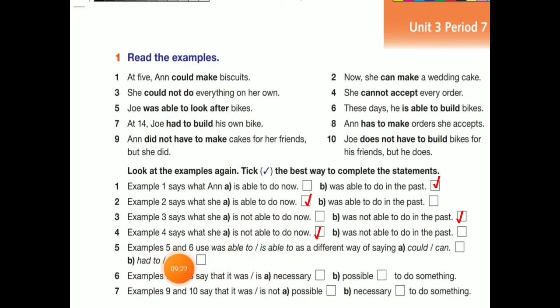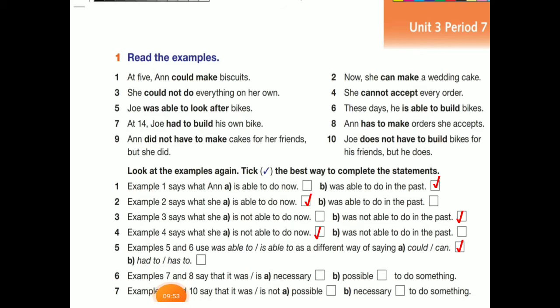Example 5 and 6, sorry. Use was able to, is able to as a different way of saying could, can, or had to, has to. Look at 5 was able to, here is able to. Okay, so what's the answer, dear student? Excellent. Could and can for ability. للقدرة نستخدم could and can.